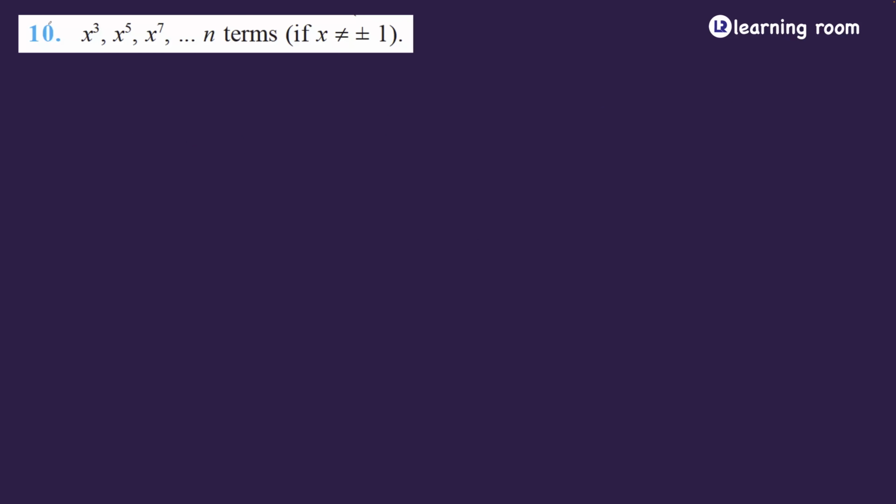So 10th one. The sequence is x cube, x power 5, x power 7, so on till n terms. Right? That is how the sequence is. Now tell me what is going to be the value of a. So a is x cube, r is x power 5 by x cube, which is going to be x square. Right? What is going to be the sum of n terms? So sum of n terms will be a into r power n minus 1 divided by r minus 1. So what is the value of a here?